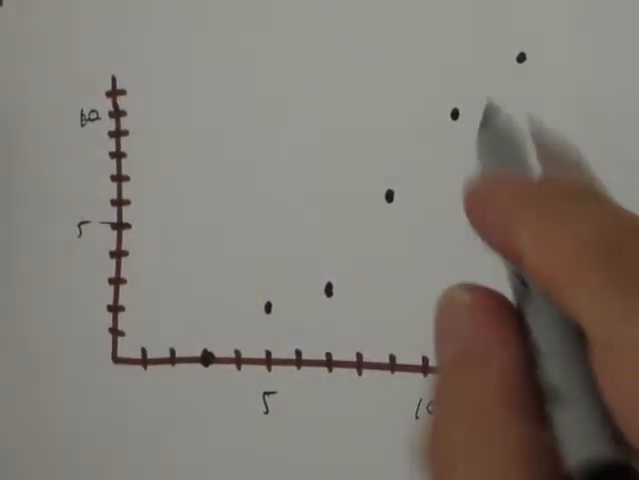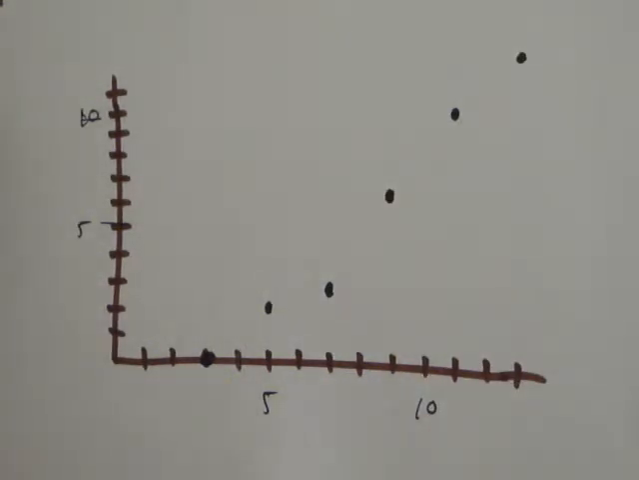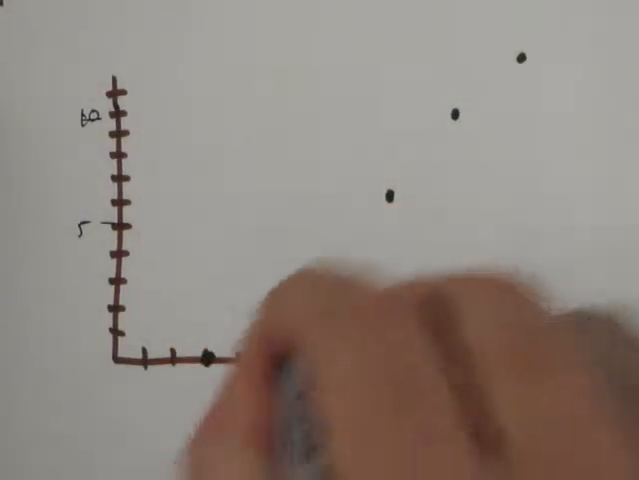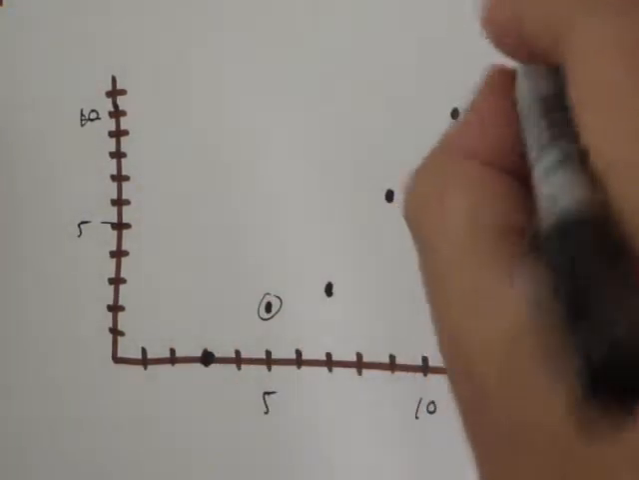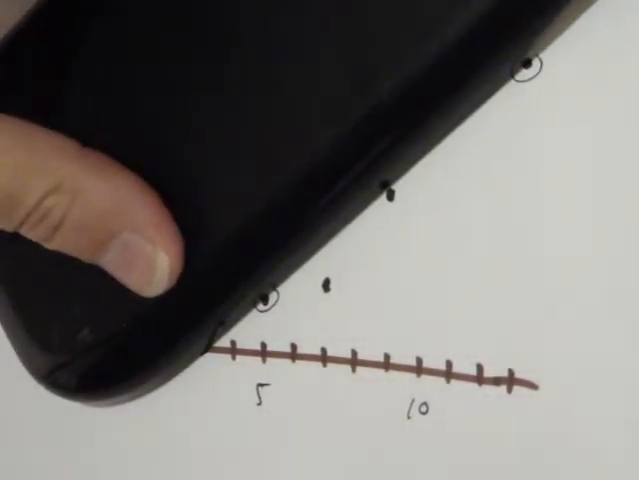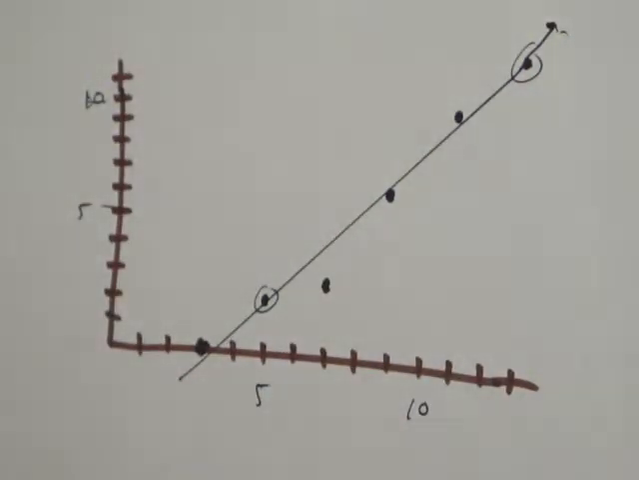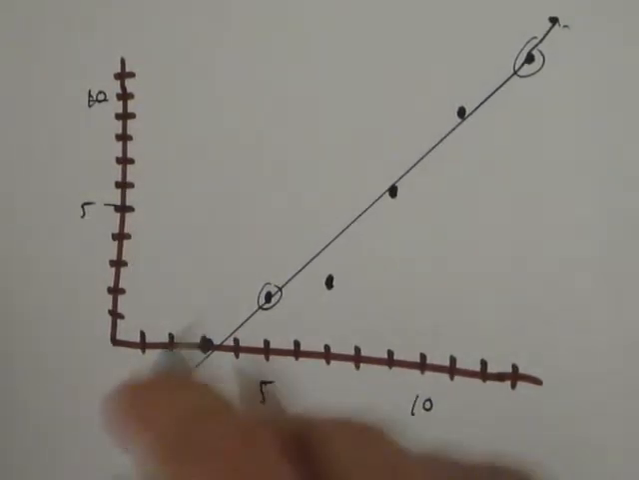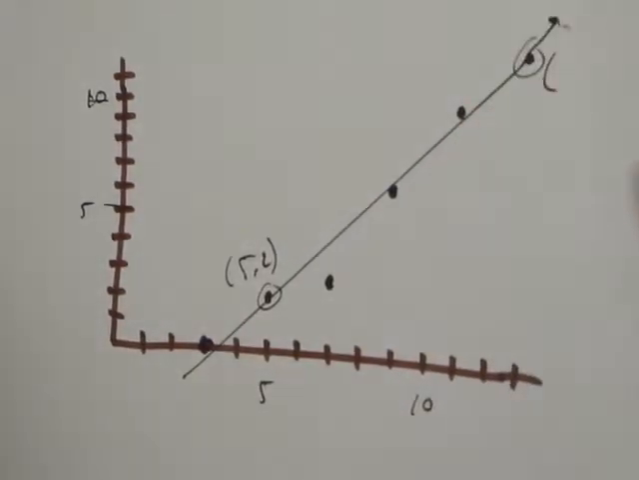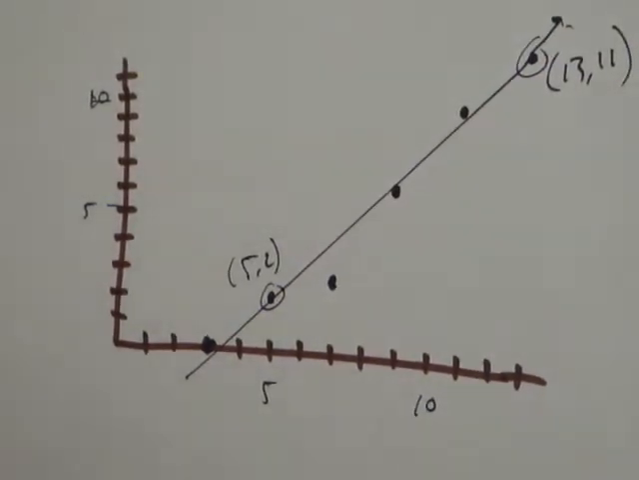So which 2 points should we use to summarize this line? I would say let's just use this one and this one. If we drew a line through these 2 points, it would probably be pretty good. That works pretty good, so we're going to go with those 2 points. This point was the point 5, 2, and this was the point 13, 11. So those are our 2 points that we're going to use.